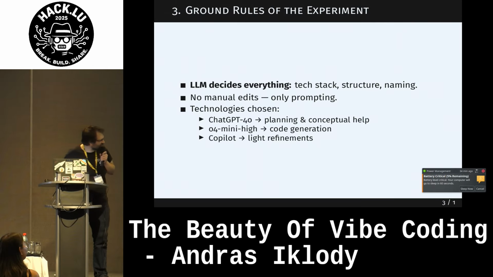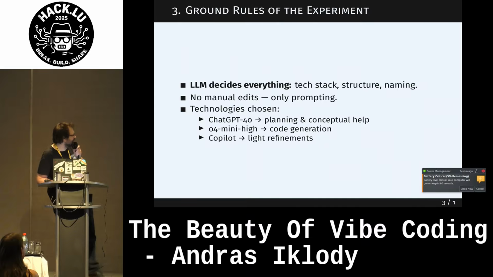So my technology choice at the time, it was just before ChatGPT 5 came out, was GPT-4o for all the decision making. That's the more generic large language model, and o4-mini-high for the code generation itself. And then for minor refinements, I didn't want to go to ChatGPT, so I was using Copilot's integration in VS Code. Felt like a good plan.